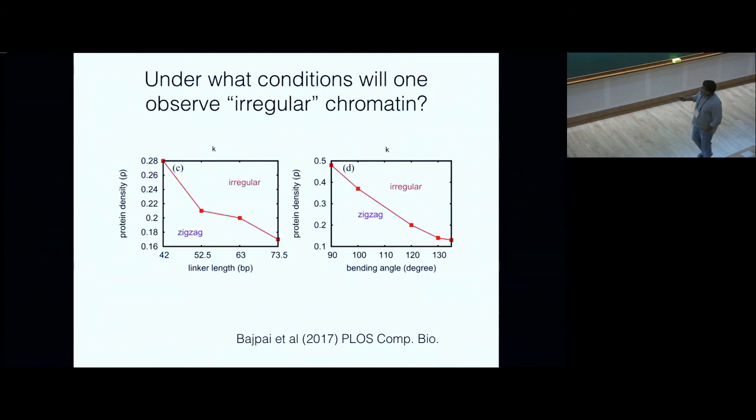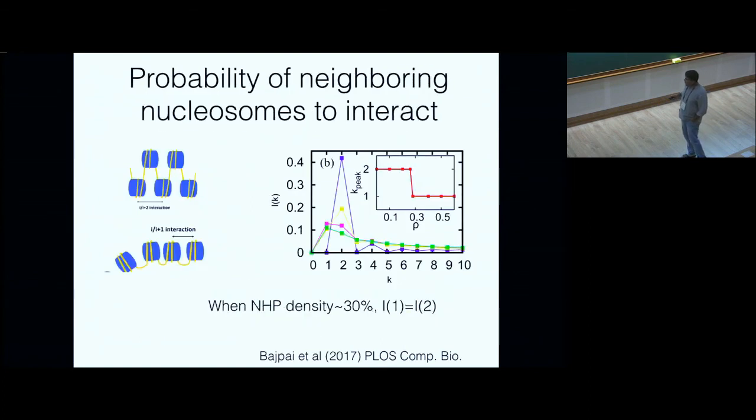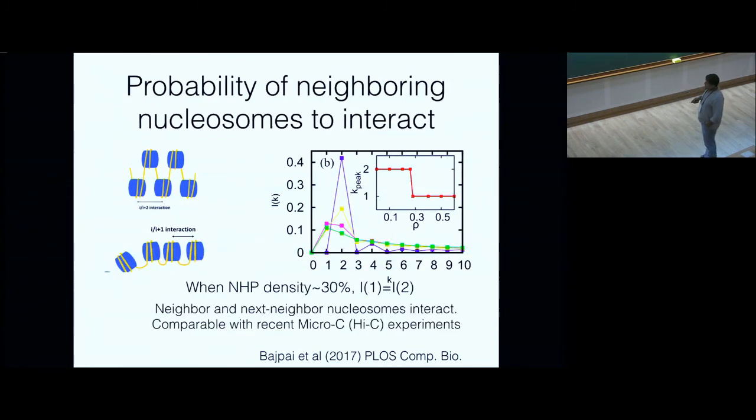And under what conditions one will observe irregular chromatin? As I said, one can study this, and one can get details, an understanding of how this happens. And interestingly, this 30% that I talked about is biologically relevant. It is known that these proteins, called HMG proteins, are highly abundant, as abundant as 50%. So there are many more non-histone proteins that bend DNA available in cells. So therefore, this density is indeed biologically relevant.